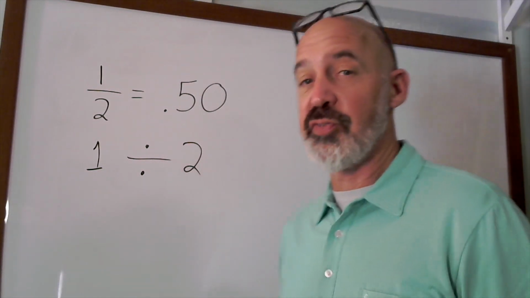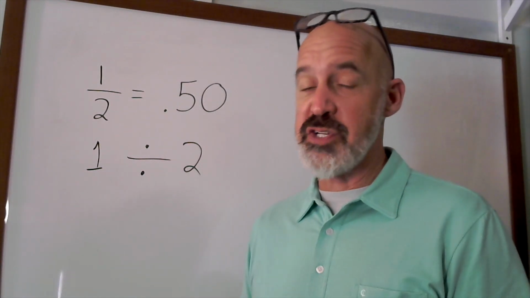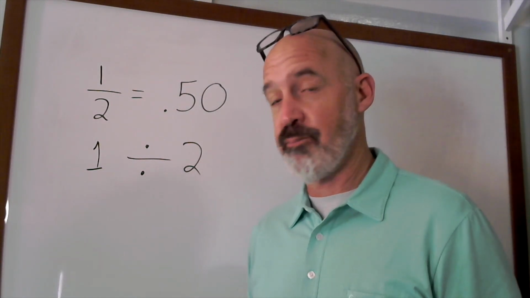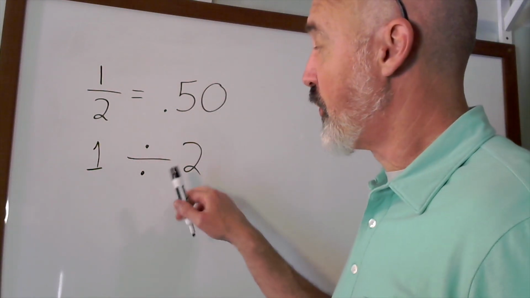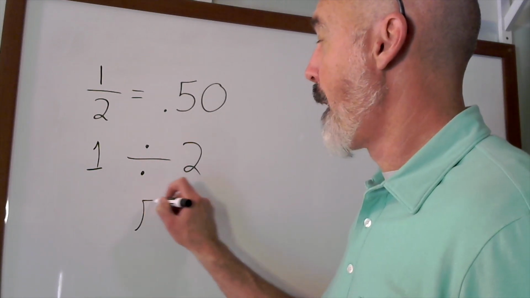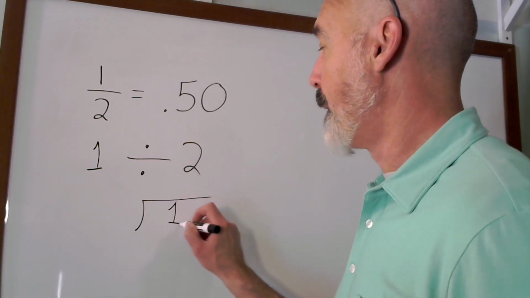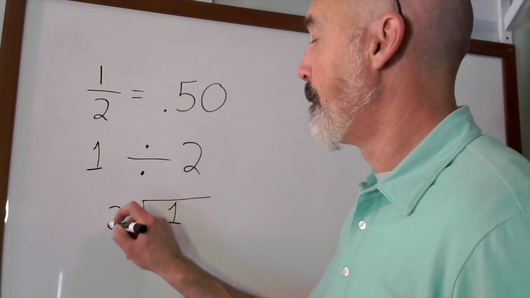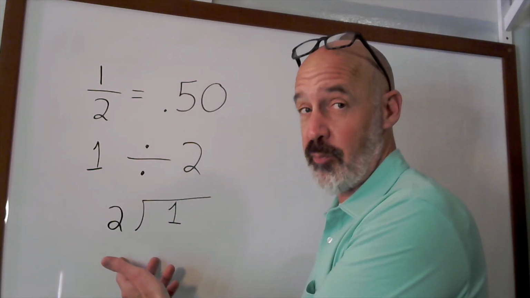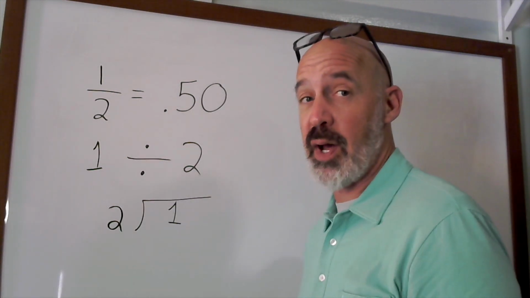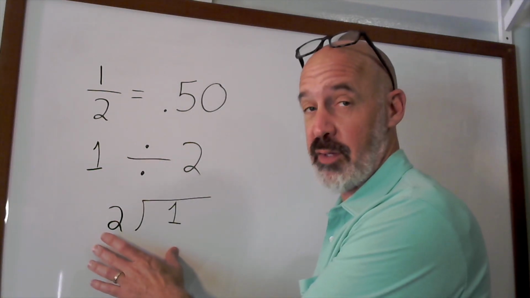And many students get confused when they turn division around into long division. Because 1 divided up into 2 groups, that means that 1 is the part being divided, and 2 is how many groups we're breaking it up into. So the numbers flip. So make sure that your kid understands why this sets up the way it does.